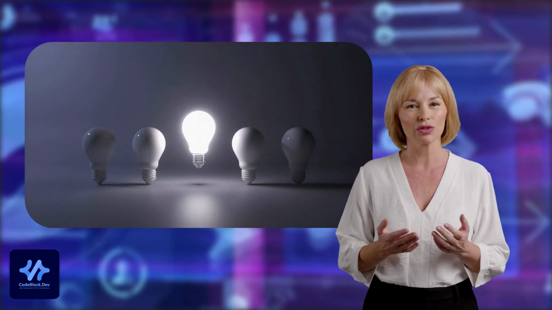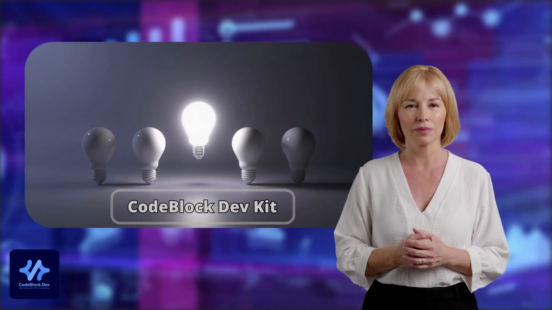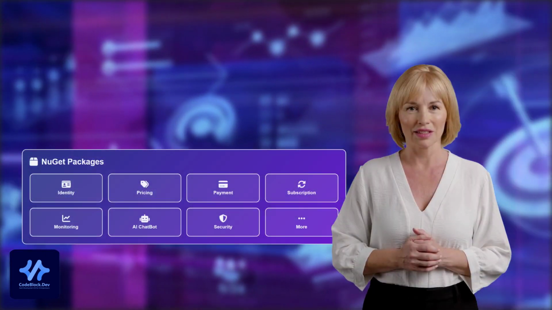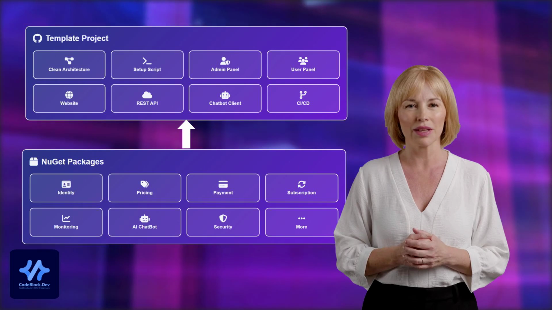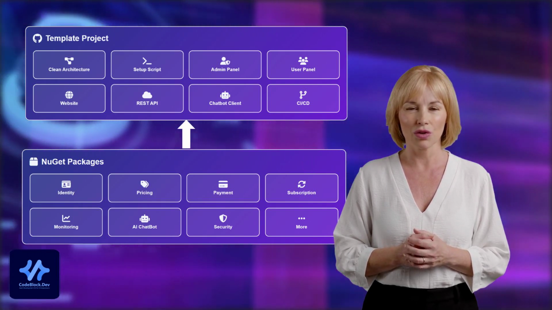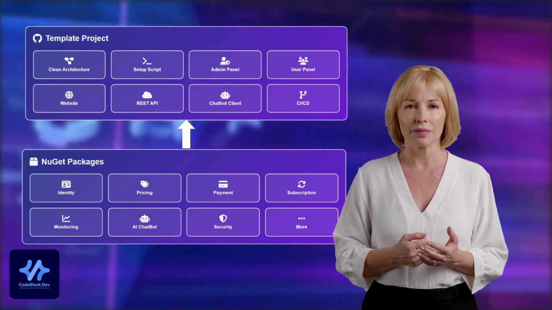Instead of spending months building common features, you can use CodeBlock Dev Kit. We've already built and tested all the modules you need. Just download our SaaS template, run the setup, and start building your own SaaS on top of it.